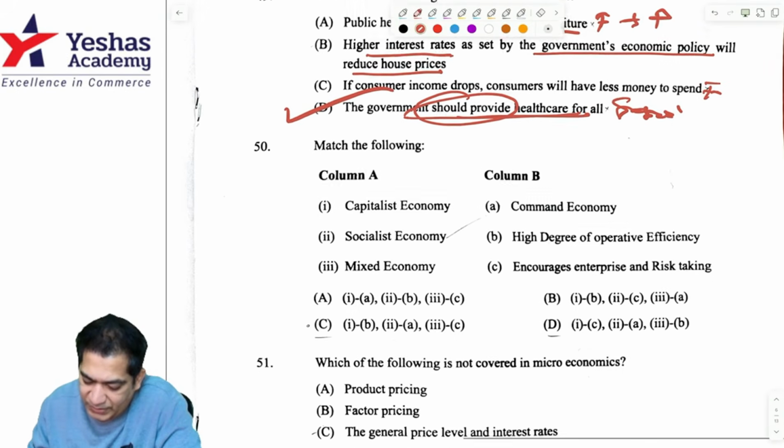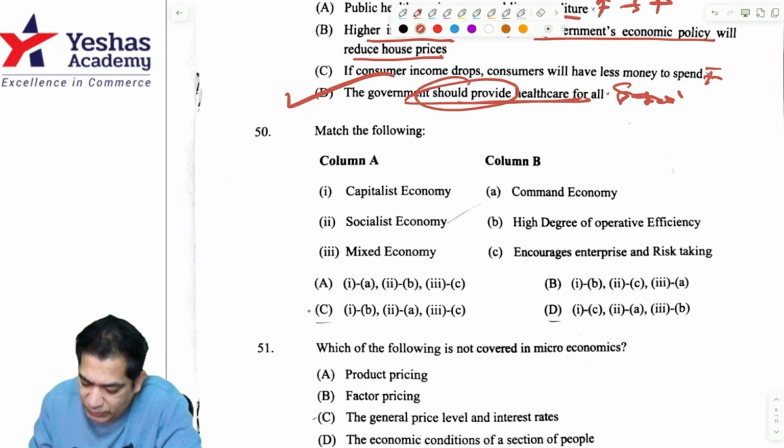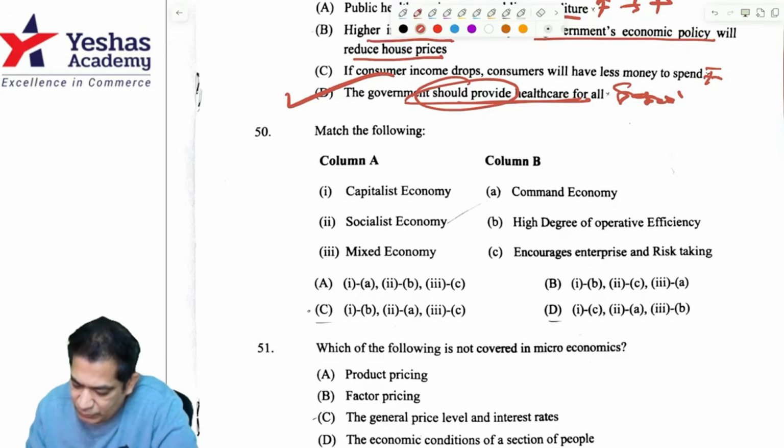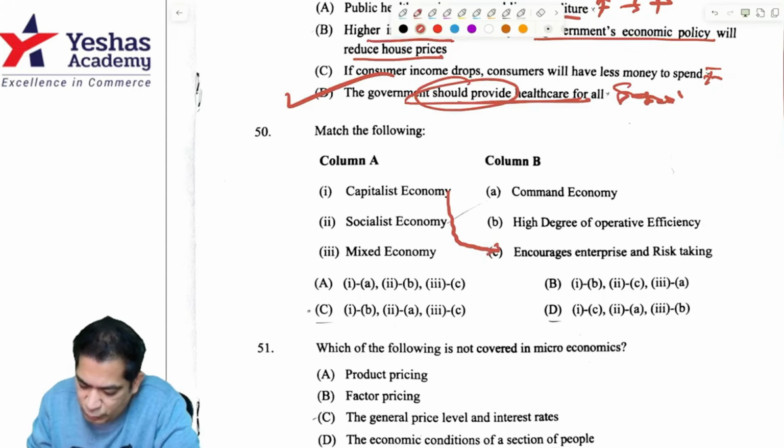Next, match the following. Okay. So capitalist economy, socialist economy, and mixed economy. Capitalist economy encourages enterprise and risk taking. Socialist economy, even if you're confused about it, you have to match command and socialist. It means 2A has to be the answer. Here 1A is gone, so 2A is the answer. 3A is gone here. 2A is the answer. It means A and B are already gone.